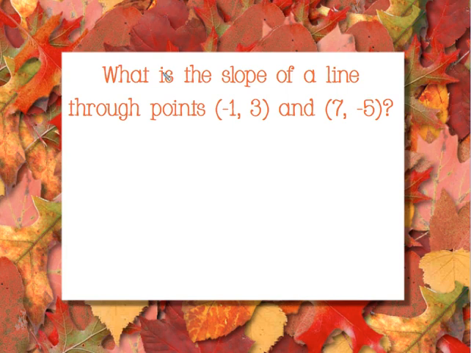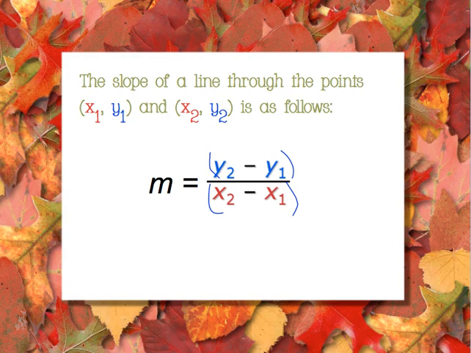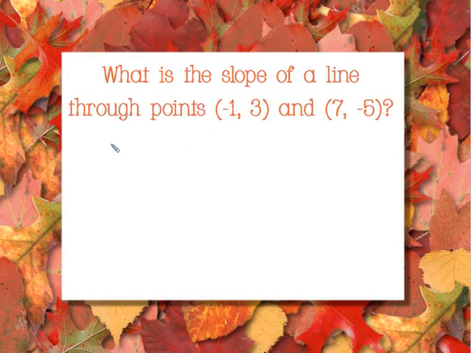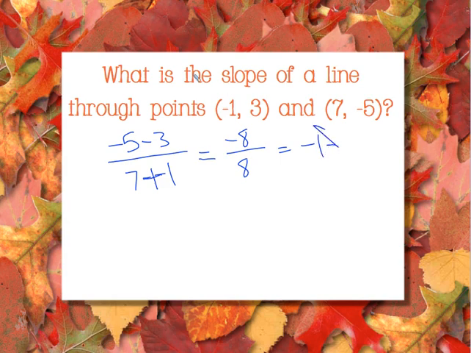All right, what is the slope of a line through these points? So let's see, we need to do y2 minus y1, so negative 5 minus 3, all over 7 minus negative 1. So this is basically like plus. So negative 5 minus 3 is like plus a negative 3, so that's negative 8. That's positive 8, and you get negative 1 for the slope. Oh, sorry.